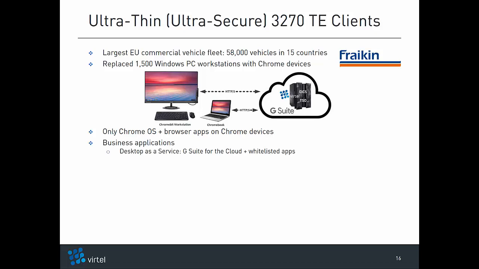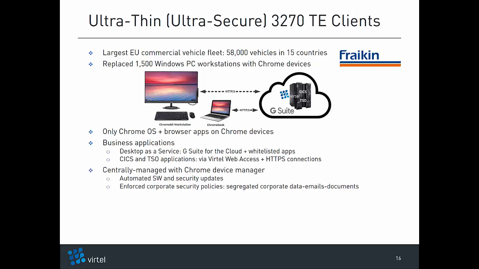For desktop applications, Fraikin went with G Suite for the cloud, which is Google's version of the Microsoft Office suite, except it's provided as a cloud service. For 3270 applications, Fraikin went with Virtel Web Access. This is why they are our customer.